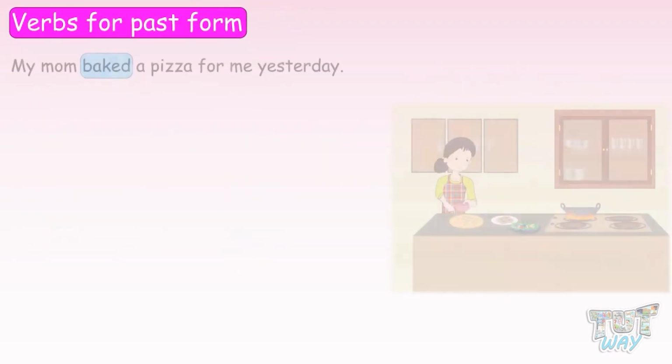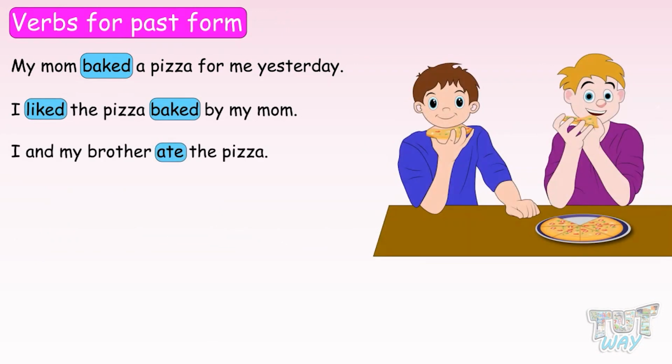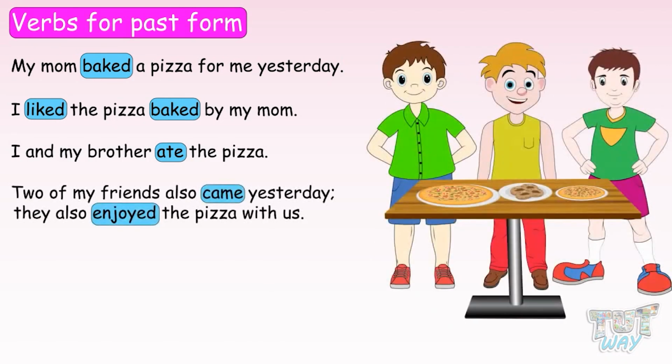My mom baked a pizza for me yesterday. I like the pizza baked by my mom. I and my brother ate the pizza. Two of my friends also came yesterday. They also enjoyed the pizza with us. Here, all the circled verbs show past tense.